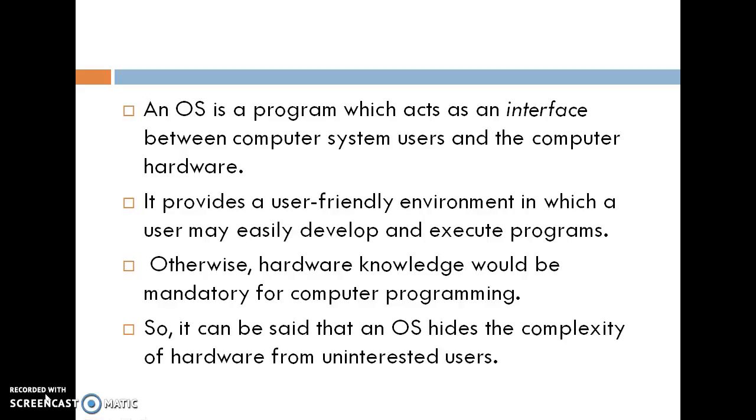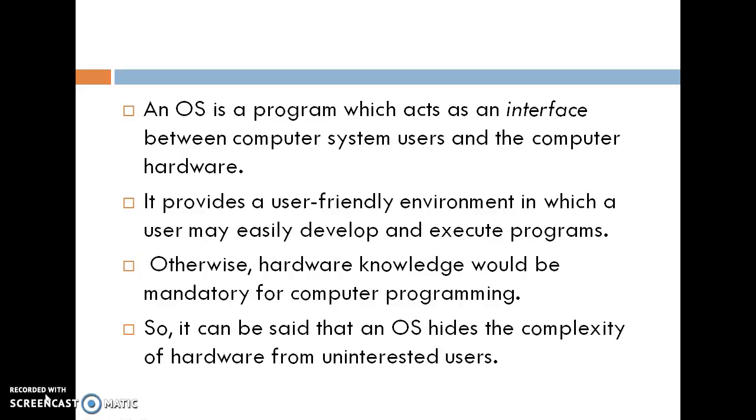Basically, an operating system is defined as a program which acts as an interface between computer users and the computer hardware. It is system software because it is the interface between the computer system and its user. It provides a user-friendly environment in which a user may easily develop and execute programs.